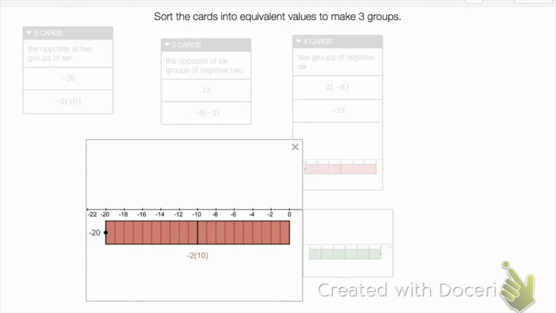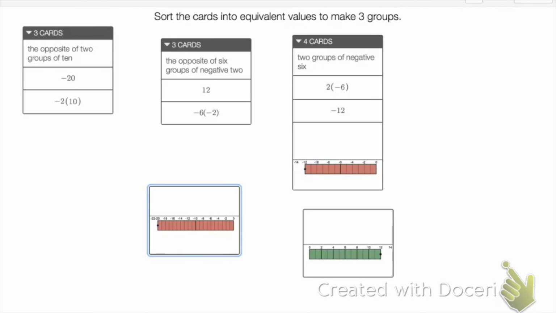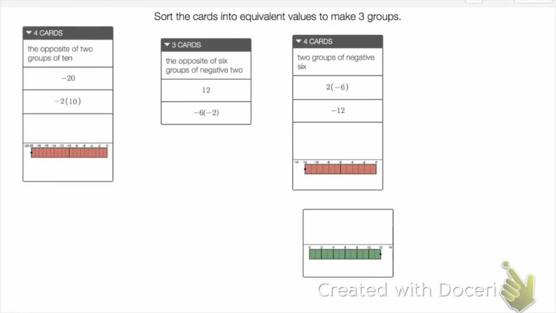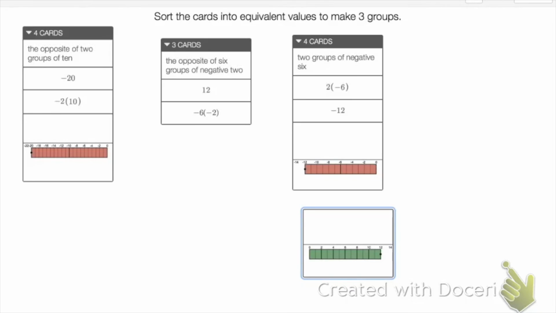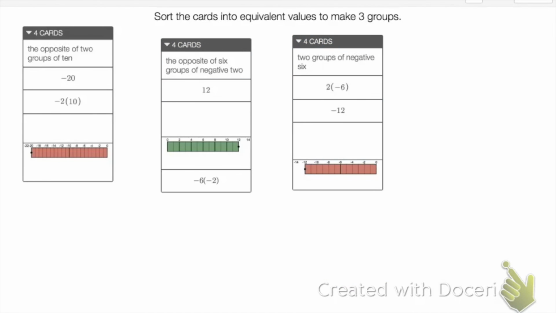This one I have the opposite, two groups of 10. So this one. And the last one I have 6 groups of negative 2. And I have the opposite of them. So that means right here. Okay.